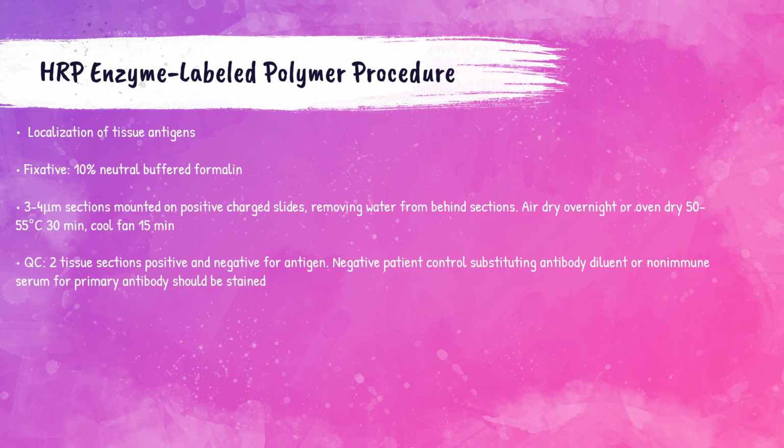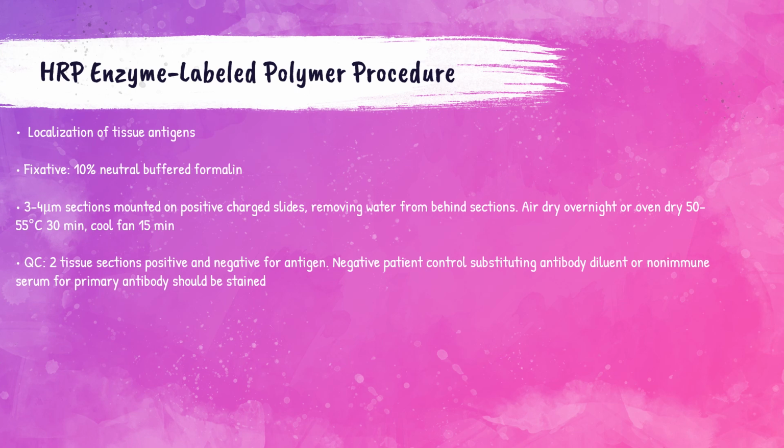Tissues for this procedure should be fixed in 10% neutral buffered formalin and cut at 3 to 4 microns in thickness. The section should be mounted on positively charged slides. These can be bought. Tissue sections should be allowed to air dry overnight. Another alternative would be to dry them in an oven at 50 to 55 degrees Celsius for 30 minutes. And after that 30-minute period, slides should be placed in front of a cool fan for 15 minutes. So that can be done, or they can just be air dried overnight.